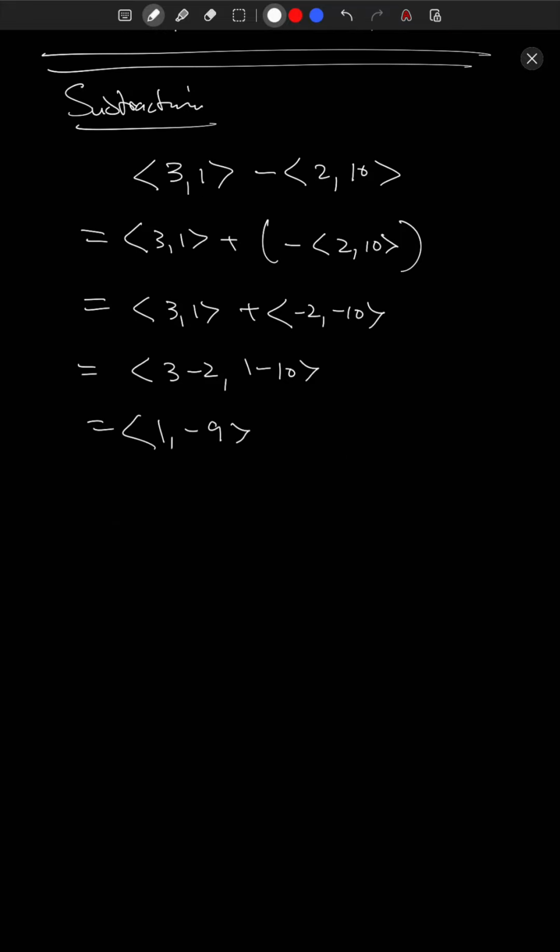Okay, again, here I'm just emphasizing that you don't need to define the concept of subtraction once you have addition and scalar multiplication. But colloquially, usually when we think of subtraction, we just think about 3 minus 2, 1 minus 10, right? And of course you get the same answer.